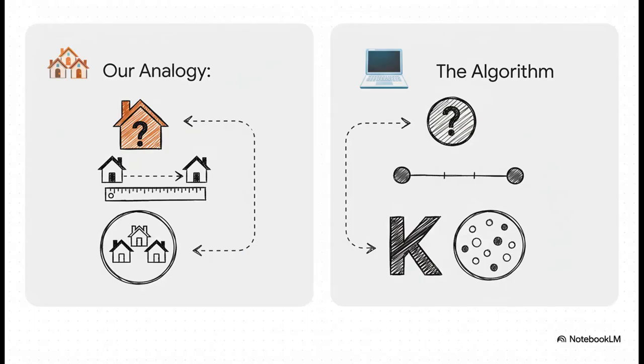Let's make this connection super clear. Our mysterious neighbor? In algorithm speak, that's the query data point. The idea of closeness on your street becomes a precise mathematical calculation called Euclidean distance. And that number of neighbors you decided to check on, well, that's our famous K. See, you were basically thinking like a data scientist the whole time.